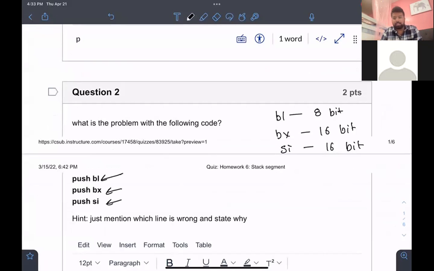So we know what push actually does, right? Push just takes whatever is in the register and saves it on the stack. And we know each segment in a stack is 16 bits long. So a push command takes 16 bits of data from the register to the stack. But in the first instruction, we have only 8 bits. That's what's wrong with this line of code, because we're trying to push 16 bits of data onto the stack, but the register is only 8 bits. I hope that makes sense.